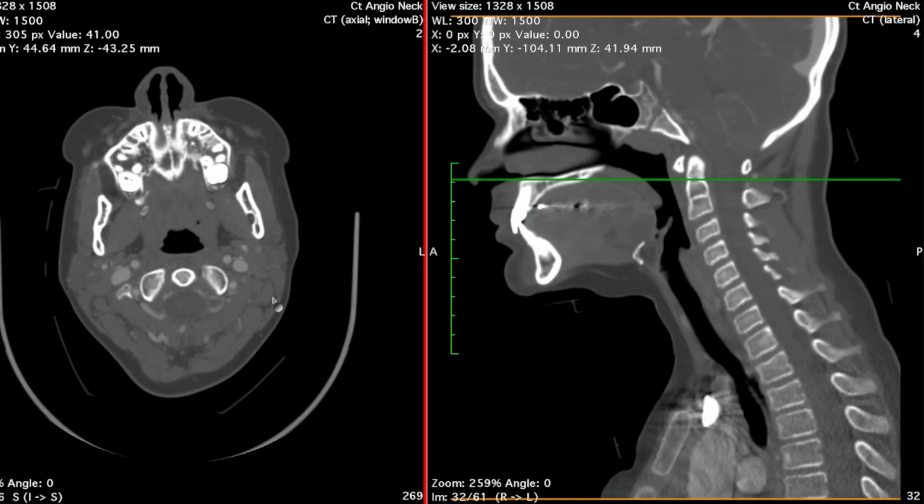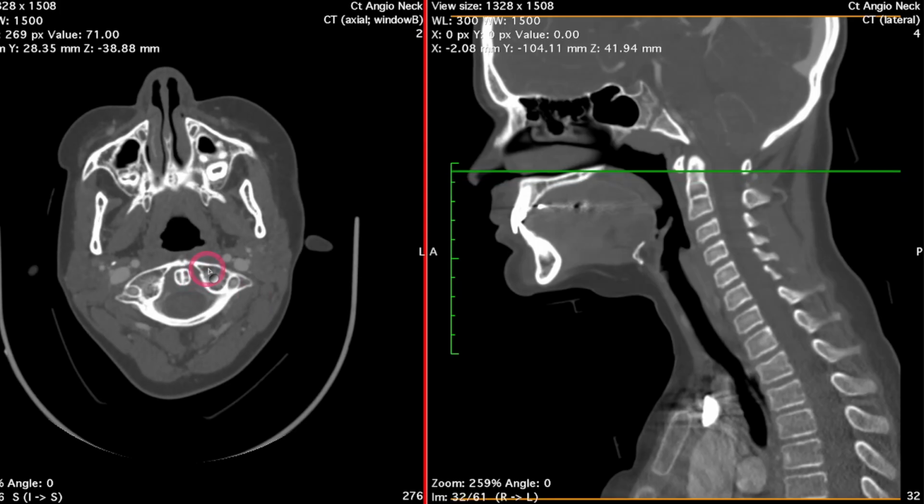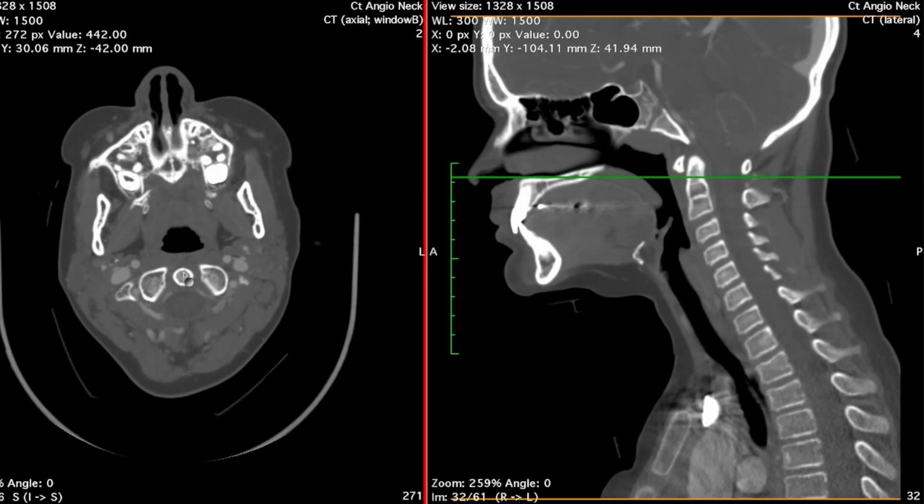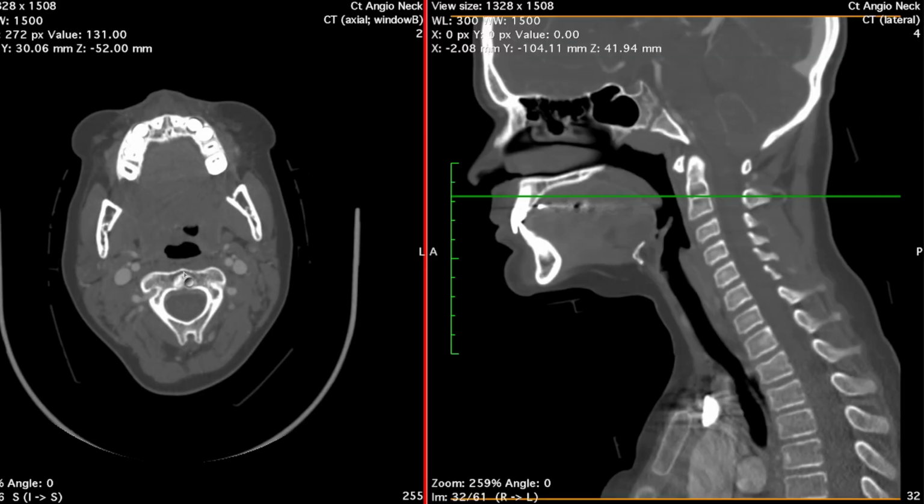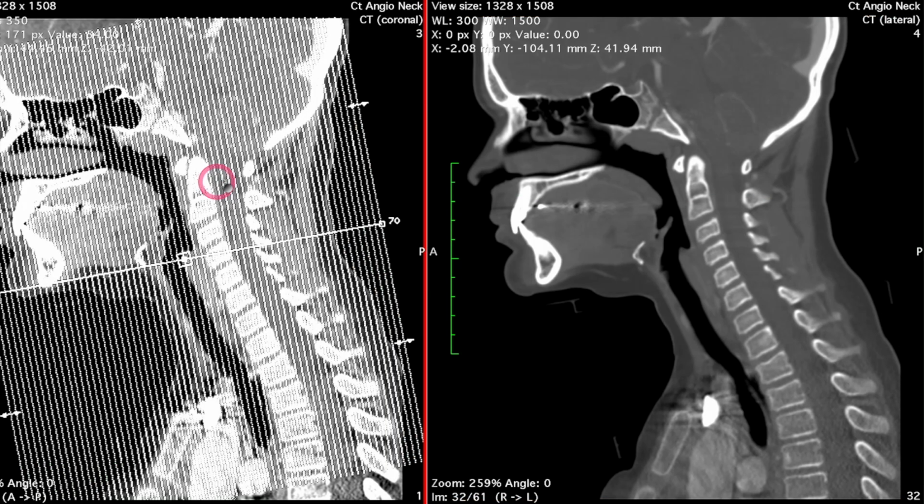All right. So here is C1, the atlas. You can tell it has this ring shape, very unique. It doesn't really have a vertebral body here in the front. This portion of bone right here is actually the dens, or the odontoid process of C2, protruding superiorly. So if I follow it down, you can see that it connects here to another vertebral body, a separate one. This is C2.